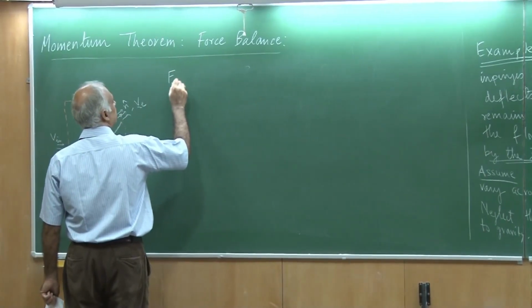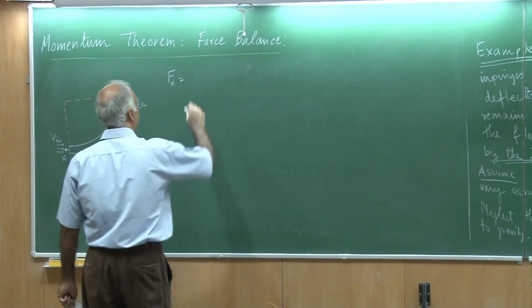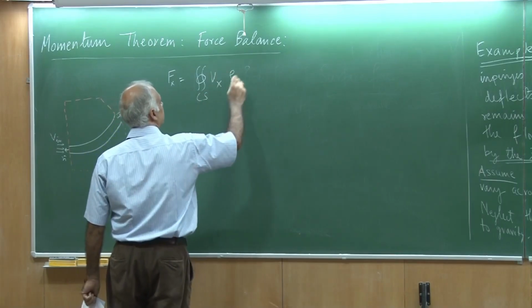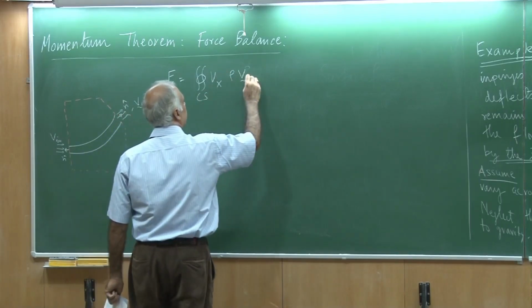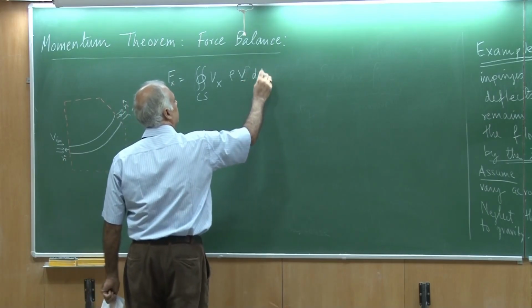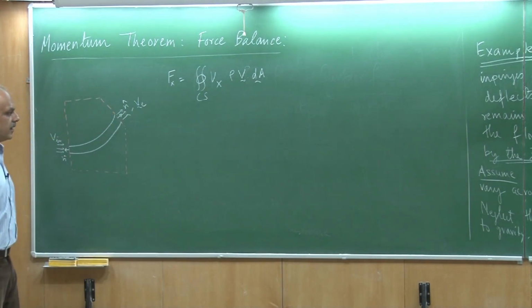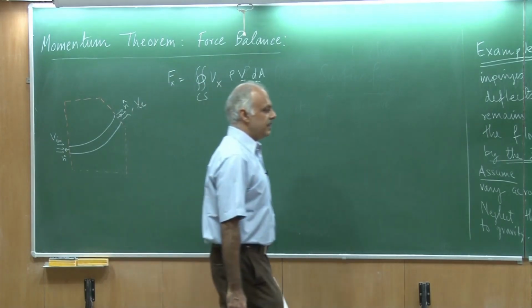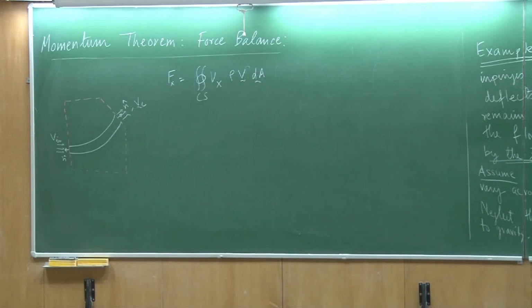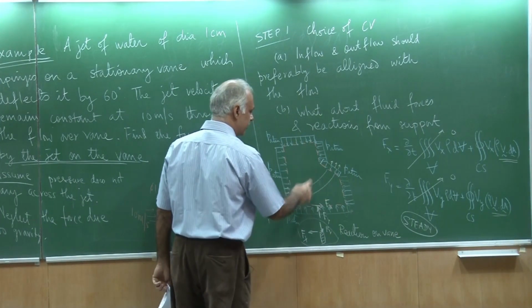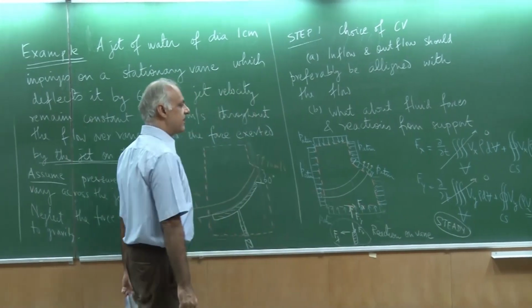So, F x is equal to the integral over the control surface of V x rho V dot dA. You would have noticed by now that as far as this control volume is concerned, there is the same pressure everywhere. So, pressure does not contribute to any resultant force, and therefore, the only force that you see on the control volume are actually these F x and F y.